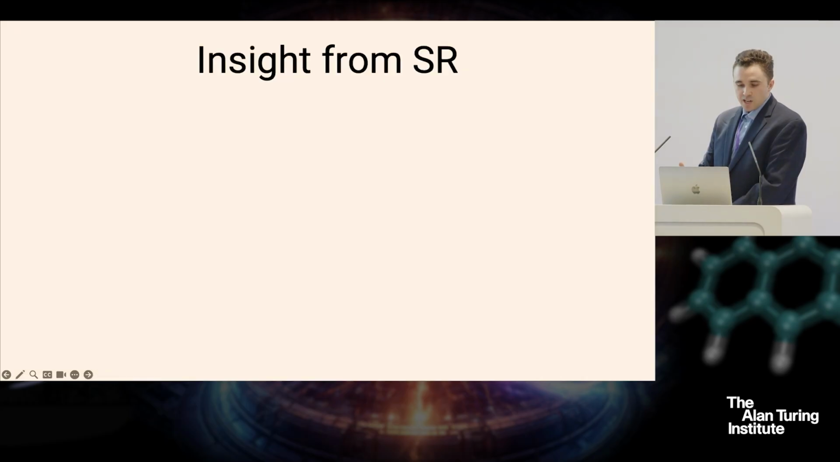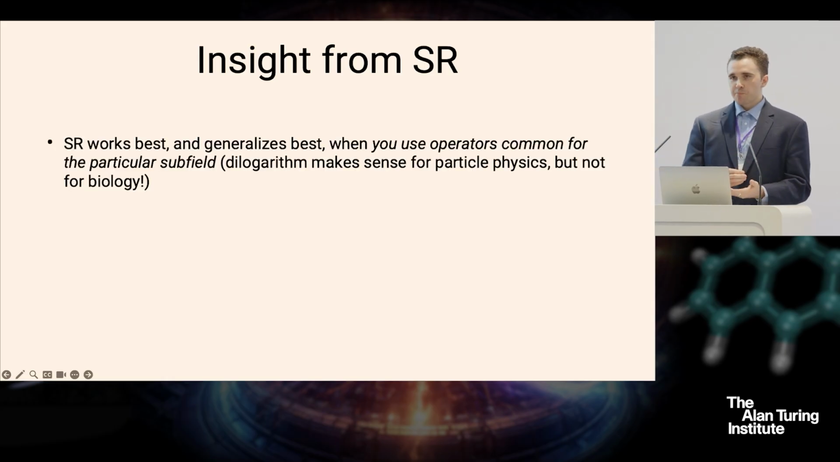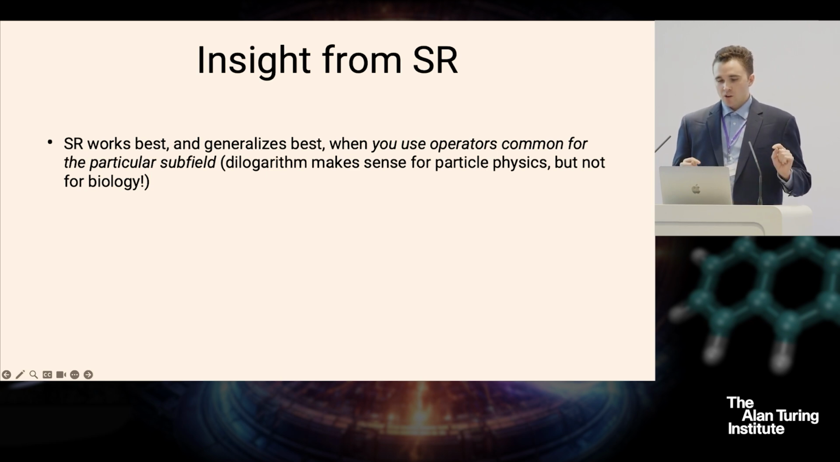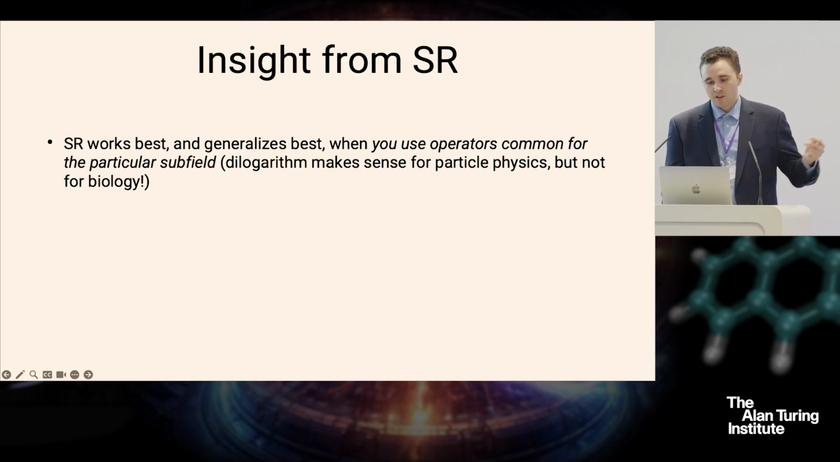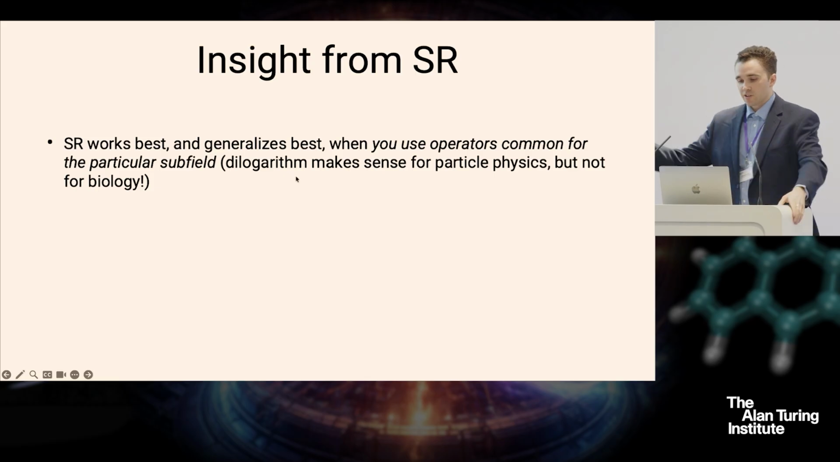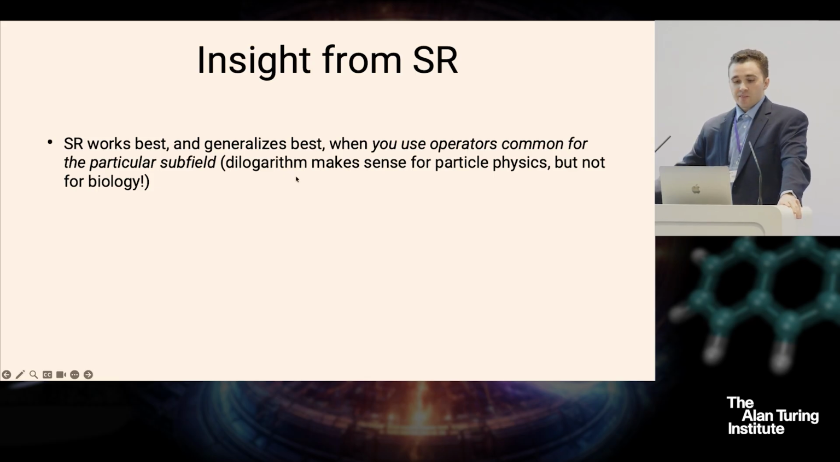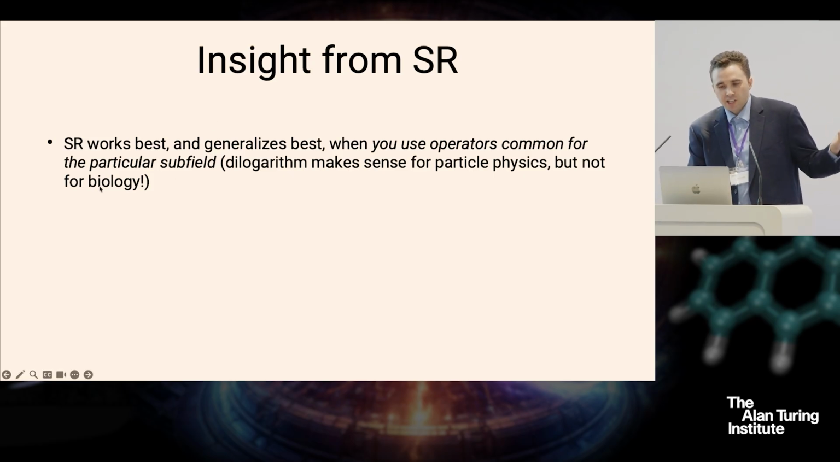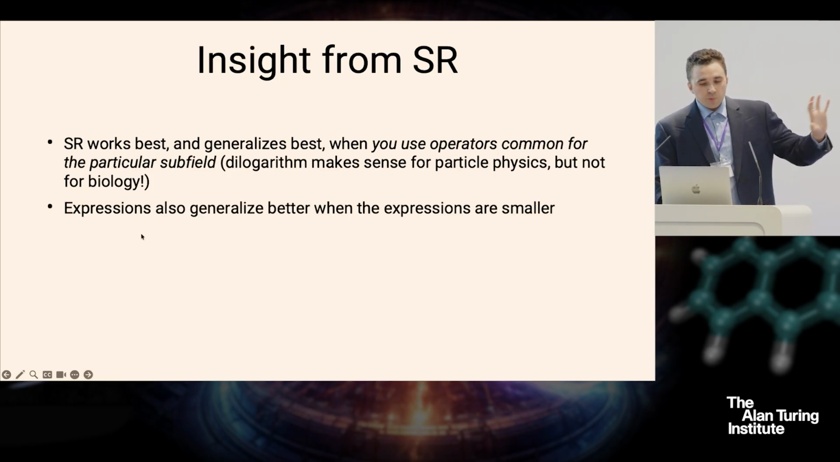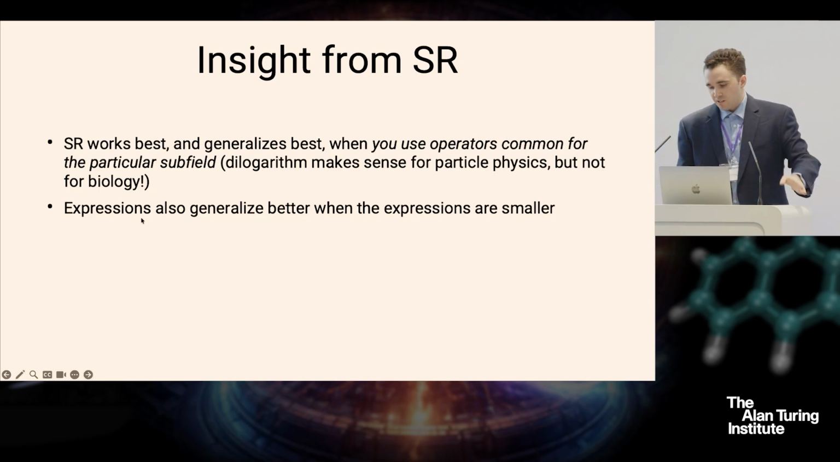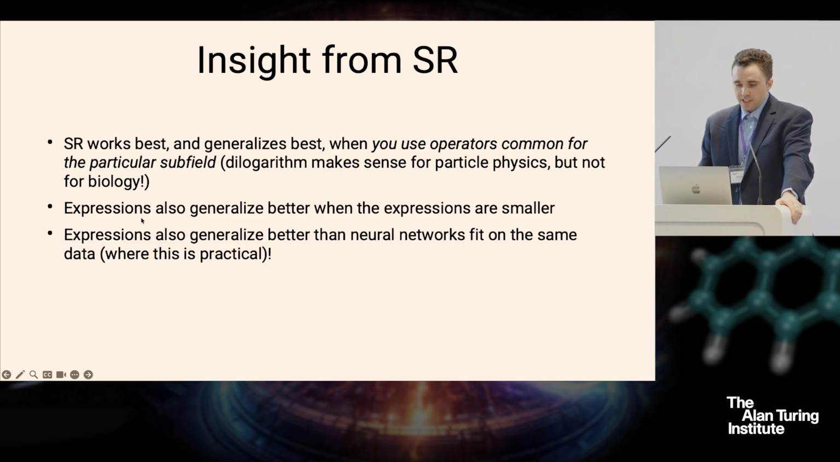So the reason I bring this up is that I think symbolic regression has an insight into this problem I mentioned. Symbolic regression works best and generalizes best when you are using operators that are common in your subfield. For example, in particle physics, they have this weird operator called a dilogarithm. That makes a lot of sense in particle physics, and it's useful in many contexts, but it would never make sense in biology. It's a terrible choice in biology. We also find that expressions generalize better when they are smaller. I mean, this is the standard Occam's razor idea.